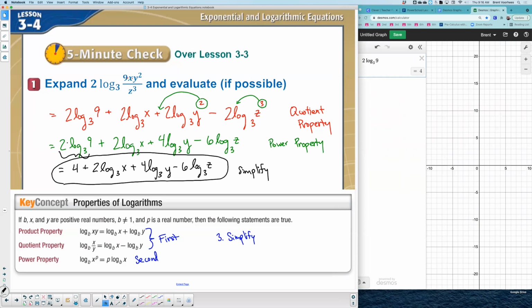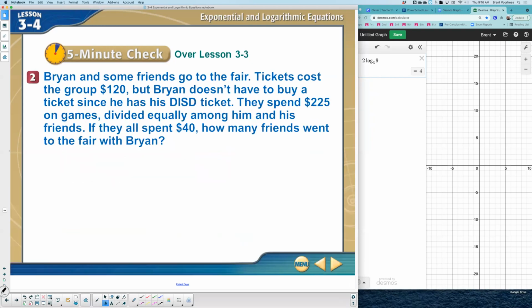So there's number 1. Now, what about number 2? I keep reviewing this. It's from lesson 2.5. It says Brian and some friends go to the fair. Tickets cost the group $120, but Brian doesn't have to buy a ticket since he has his DISD ticket. They spend $225 on games, divided equally among him and his friends. They all spent $40. How many friends went to the fair with Brian?